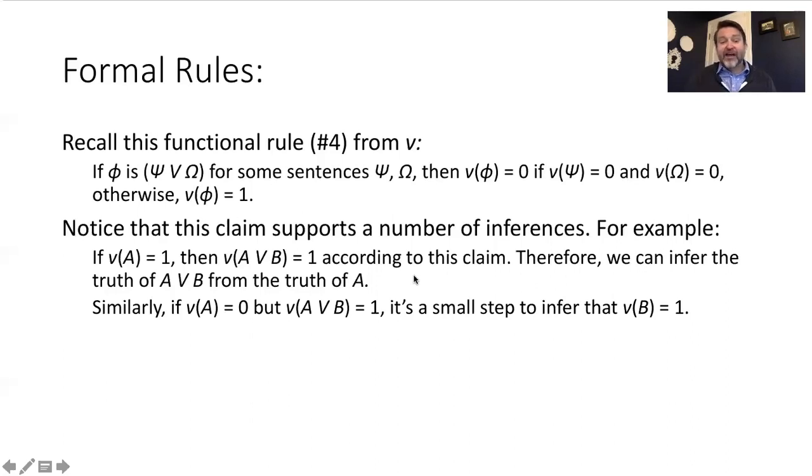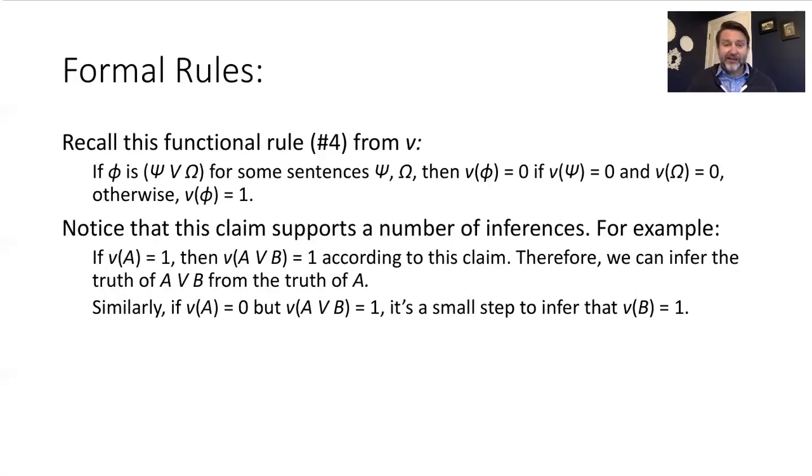Similarly, if the value of A is 0, but we know that the value of A or B equals 1, then it's a small step to infer that the value of B equals 1, right? Rule 4 from V told us that the only way a disjunction can be false is if both of the disjuncts are false. So if we know a disjunction is true and we know one of the disjuncts is false, then we are in a position to infer that the other disjunct is true, okay?